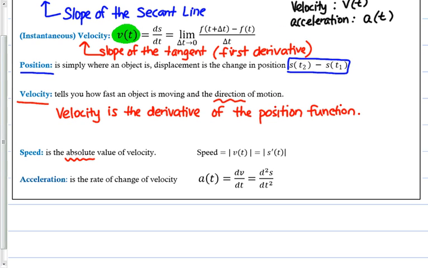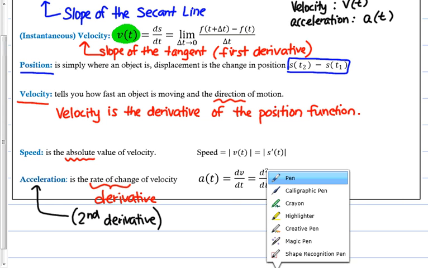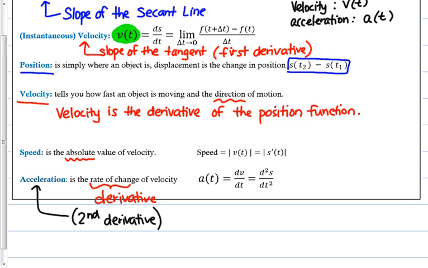Acceleration is the rate of change of velocity. So remember, the rate of change means derivative. So acceleration is the derivative of velocity. Therefore, acceleration is actually the second derivative. Okay, so as you can see from what I wrote, acceleration is equal to the derivative of velocity, which is equal to the second derivative of position.